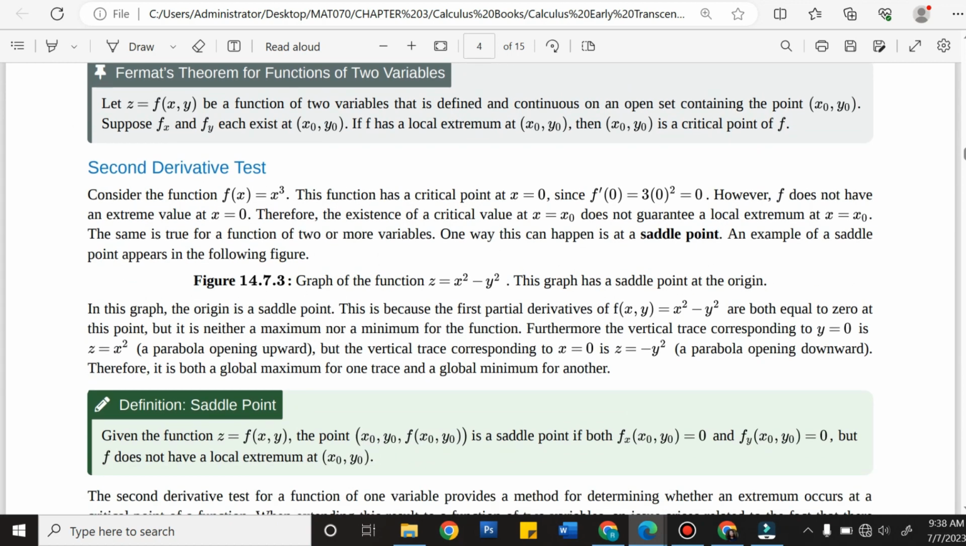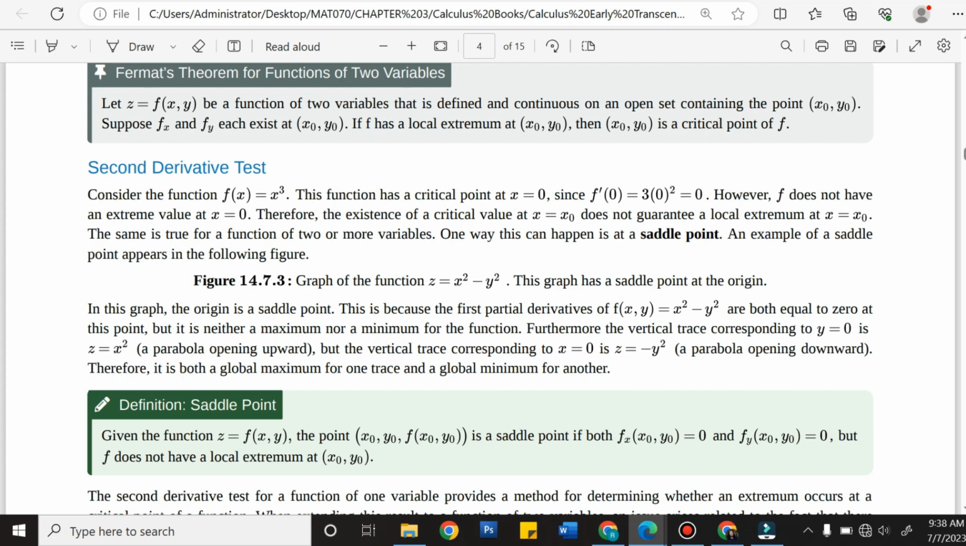Now, let's have Fermat's theorem. Let f of xy be a function of two variables, and it is continuous on an open set containing the point x sub o. Now, suppose the first derivatives for x and y exist. If f has a local extremum, then it is also a critical point of f.